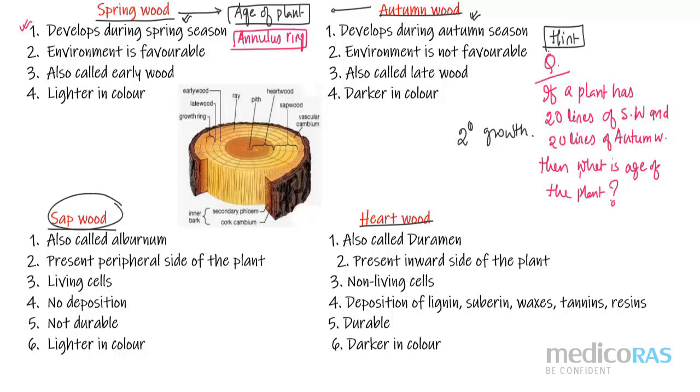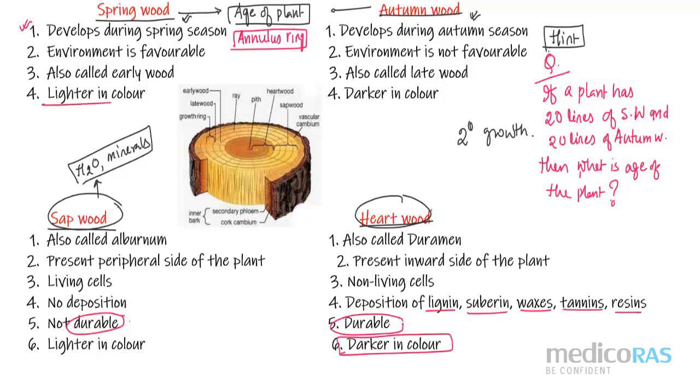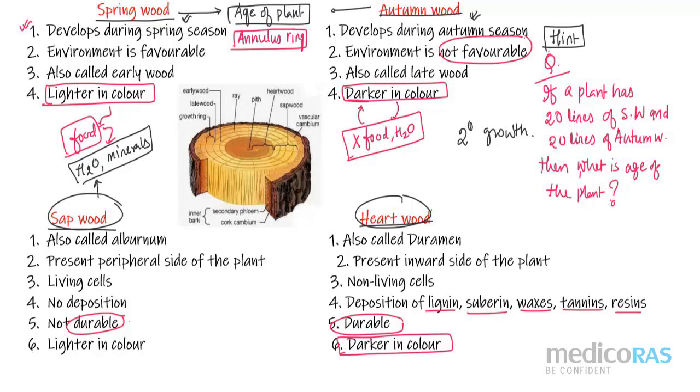Now come to the sapwood and heartwood. Sapwood can store water and minerals. Because of the deposition of water, it is not durable. Whereas heartwood deposits lignin, waxes, tannins and resins. Therefore, it is durable and it is dark as well. In spring wood, the color is light due to deposition of food and water. Whereas in autumn wood, the color becomes dark because, in unfavorable conditions, food and water cannot be deposited. So there will be deposition of different substances which make the color darker.